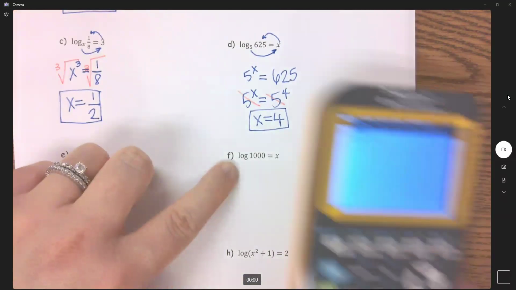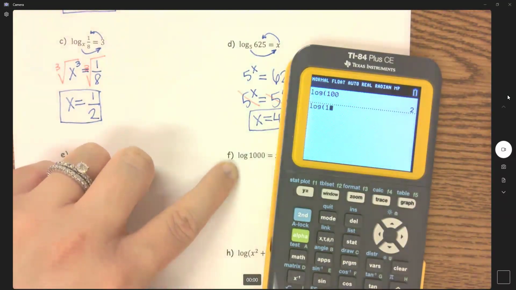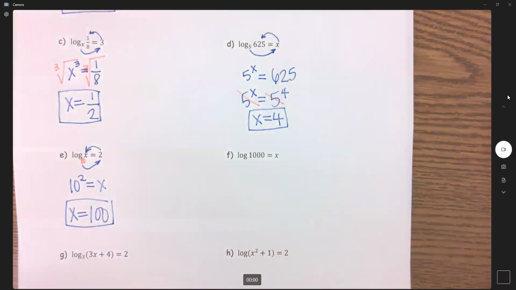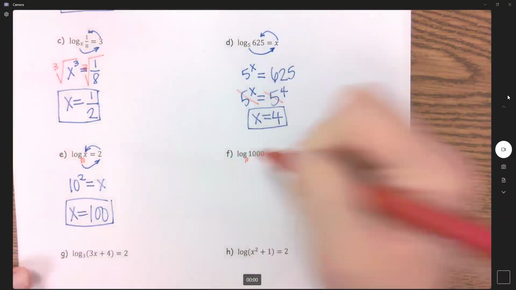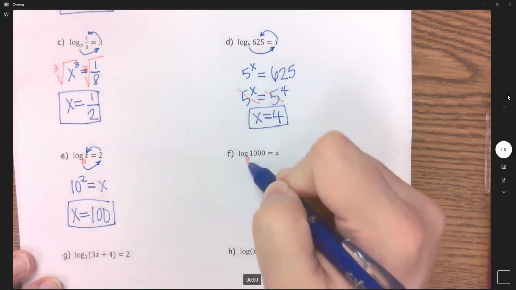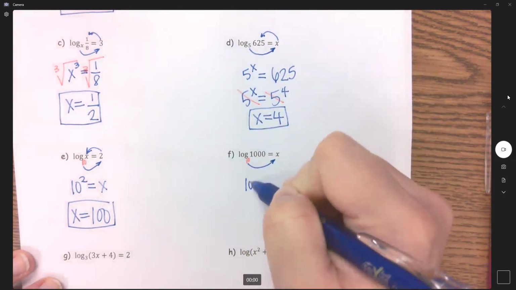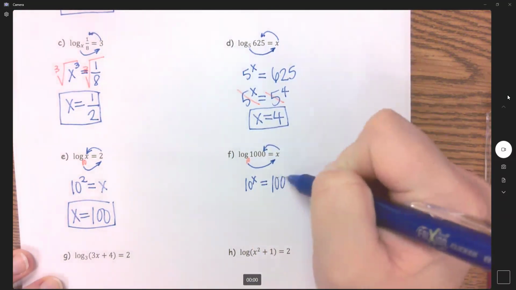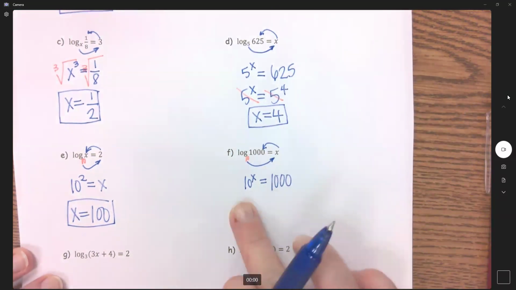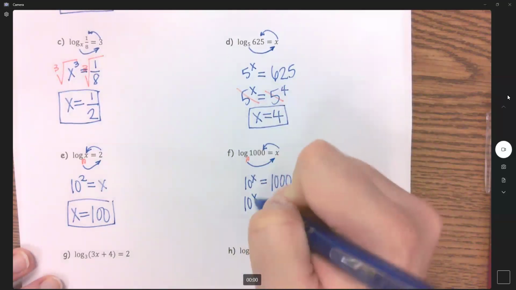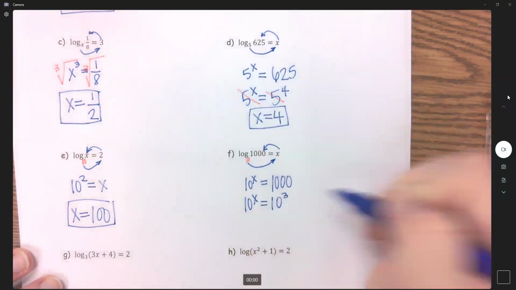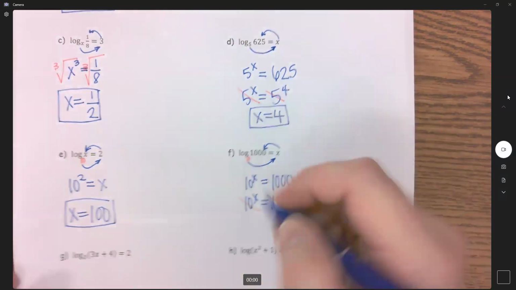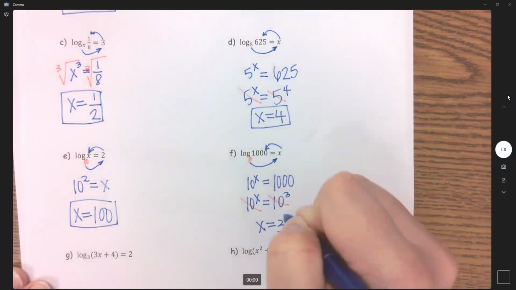This one we can just put in. Log of 1,000 is 3. How do we get that? That is a log with a base of 10. Base to the other side of the equals, what's left over. Rewrite 1,000 with a base of 10, which is the same as 10 cubed. So cancel, and we're left with x equals 3.